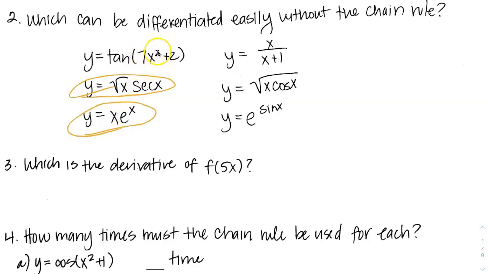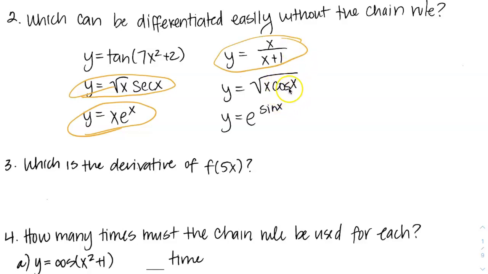Up here, there's 1x inside. Even if this was a 2x, I'd still consider it one connected x. So this is a chain rule. Only way to do this is by chain rule. There's the inside, there's the outside. That's a chain rule problem. This is a quotient rule. You can tell by the 2 separate x's. So again, we're circling the things we could do without the chain rule.